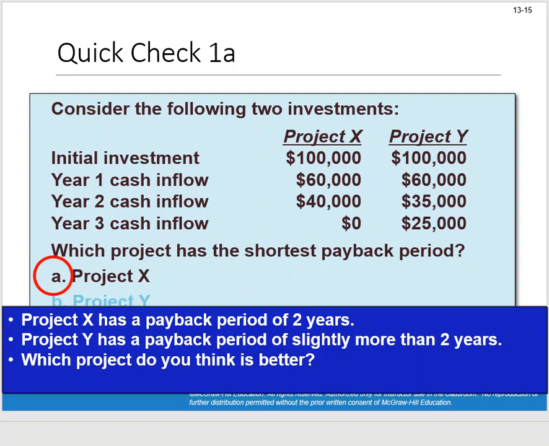I'm hoping that you chose Project X, right? It gets paid back in exactly 2 years. Now Project Y is really close, but Project Y has a payback period of slightly more than 2 years. But which project do you really think is better? So Project X has a faster payback, but really Project X doesn't make us any money. In fact, if we want to factor in the time value of money, we're probably losing money on Project X. We put in $100,000 and we get back $100,000, but over the course of the next 2 years. Where Project Y, the money comes back a little bit slower, but ultimately we're making more money back than what we put in. So I'd say Project Y is probably better.